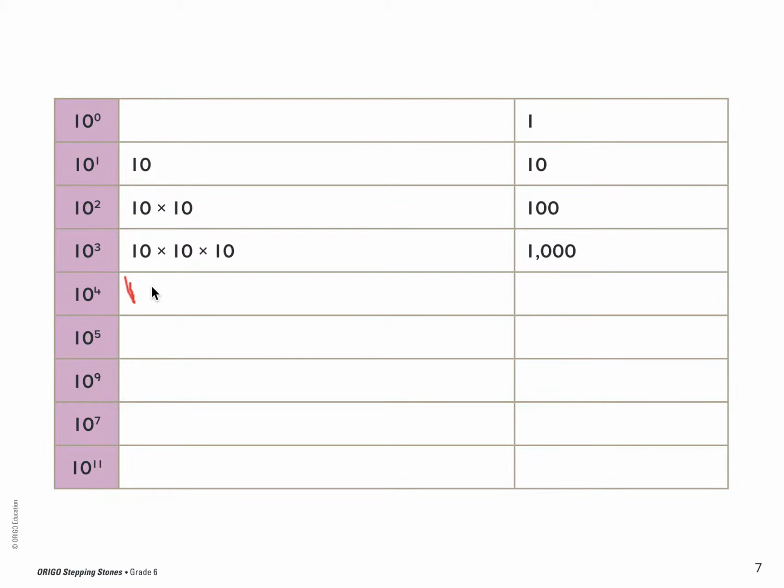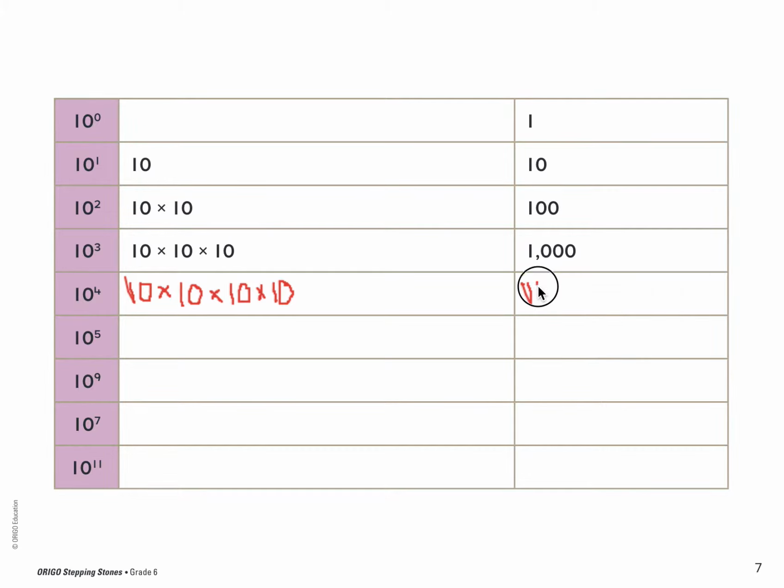1, 2, 3, and 4. I could get out my calculator and type in 10 times 10 times 10 times 10, or I can keep working with this pattern, knowing that however many times I'm multiplying 10, or whatever my exponent is, that is how many zeros I have. So I have 10 to the 4th power. I'm going to have 4 zeros after that.